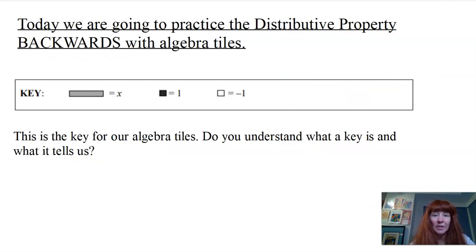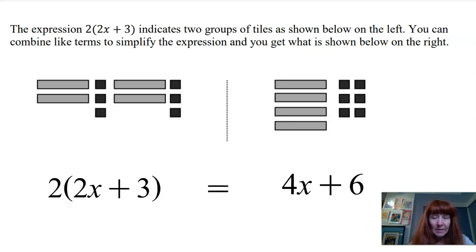Okay, so this is just our key from the other day. I didn't change it up. It's the exact same. When you see a rectangle, it's x. The filled in square is 1 and the empty square is minus 1. Okay, so this is an example from yesterday, but now I've turned it around. And, oh, sorry, this was what you saw yesterday, and the next slide is going to be turned around.